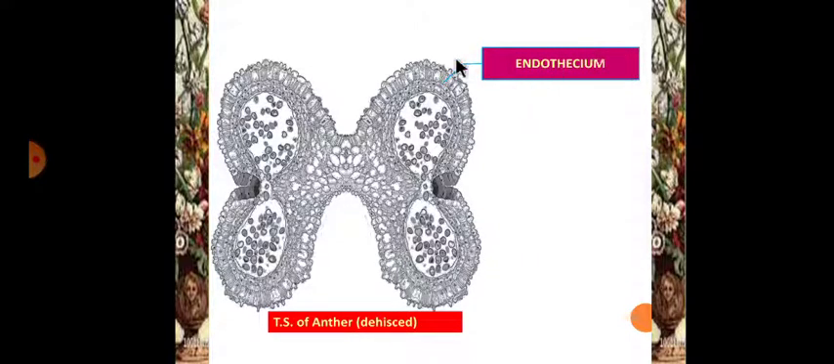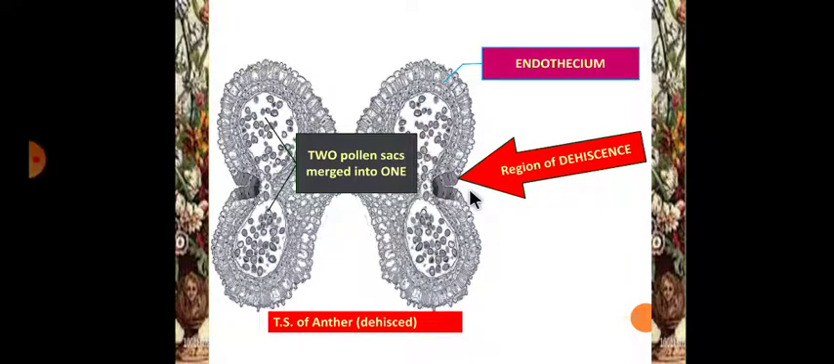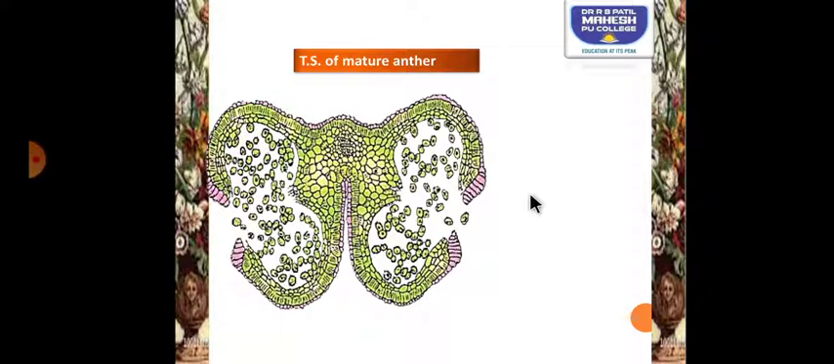Now this is a TS of an anther which has already broken, dehisced. So the endothecium is there as the outermost layer. This is the region of dehiscence, from here only the anther is going to break open. Then two pollen sacs will get merged into one, and the pollen grains which are there get released. So the TS of a mature anther, a diagram can be asked. You have to draw a young anther. This is a dehisced one, where you can see the groove is ruptured and pollen grains are getting released.